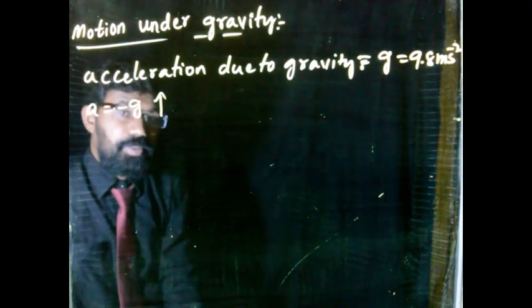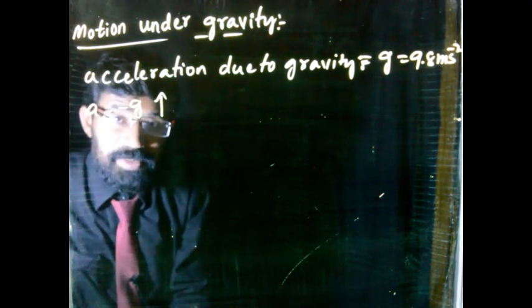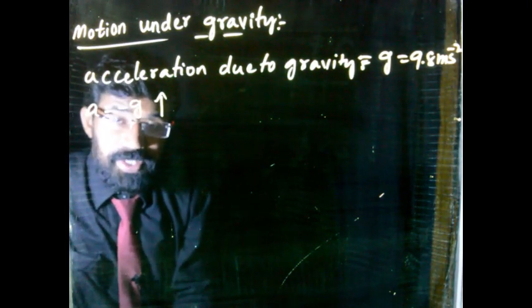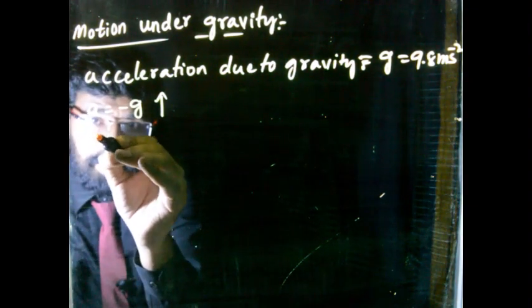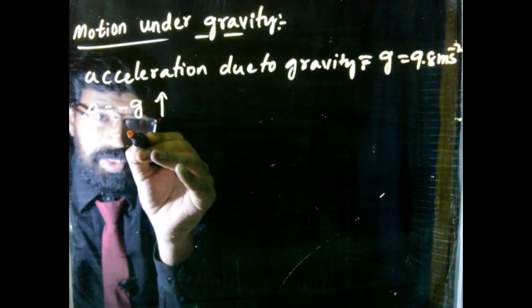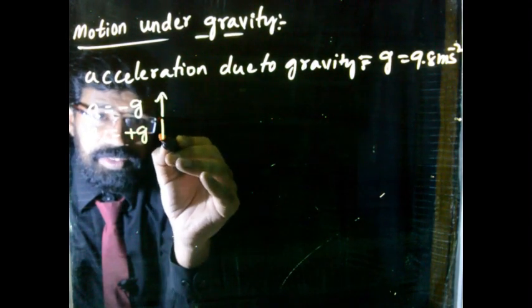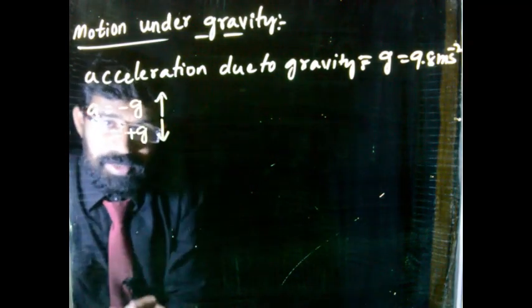If the body is going in the upward direction, you have to replace a with minus g in the kinematic equations because its velocity decreases with time, isn't it? If you are dealing with a situation where the body is traveling in the downward direction, you have to replace a with plus g. So these points are very important.